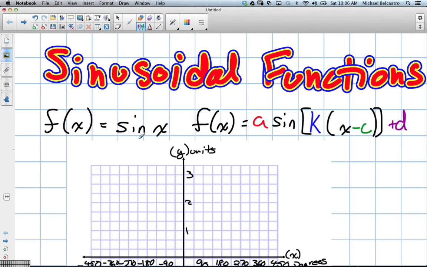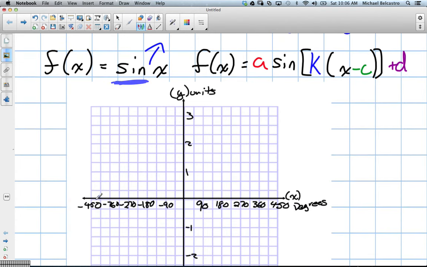Sinusoidal functions. A sinusoidal function is something that repeats a pattern. That's the idea. Now, a sine is a sinusoidal function, but it's not the only one. There's many different ones we can talk about. For instance, it does have a wave pattern to it.